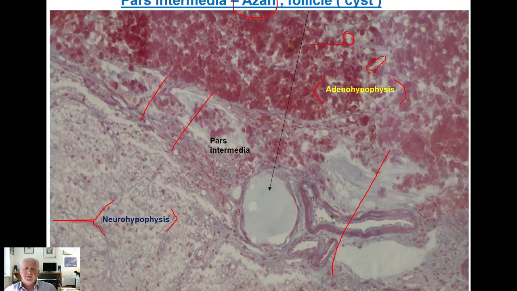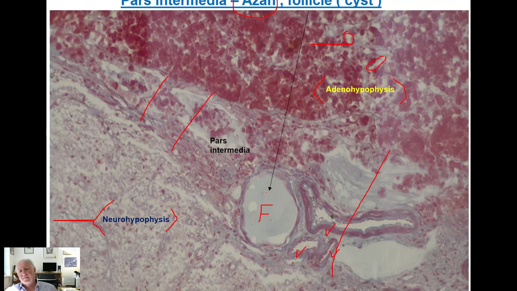And here we see a little amount of loose connective tissue. In this loose connective tissue can be groups of basophilic cells present, yes, basophilic cells. And here we see bigger vessels, arteries and veins, yes, in this moment. And the last thing, we can see such small round follicles, if you want, or cysts, lined with a simple cuboidal or simple squamous epithelium.